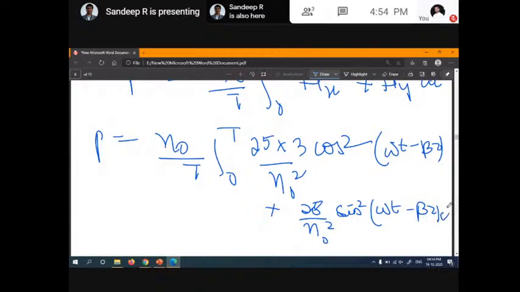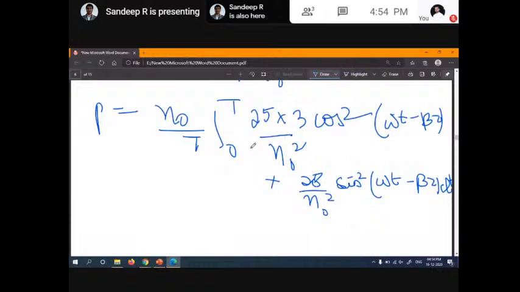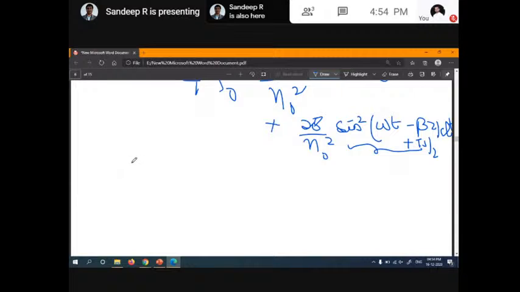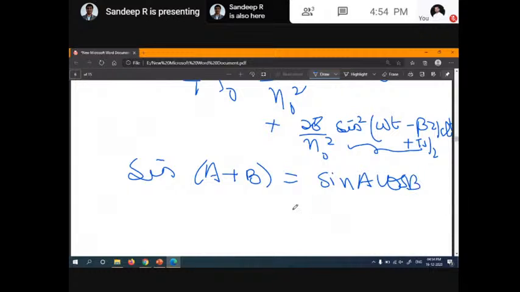You have to integrate this with respect to t. So how to solve this: sine square of omega t minus beta z plus pi by 2. You can expand this expression using the sin A cos B formula. Sine of A plus B is equal to sin A cos B plus cos A sin B.